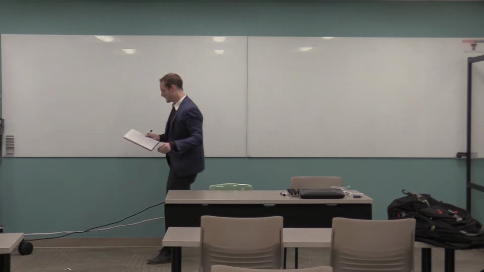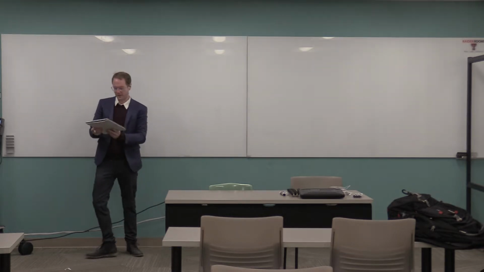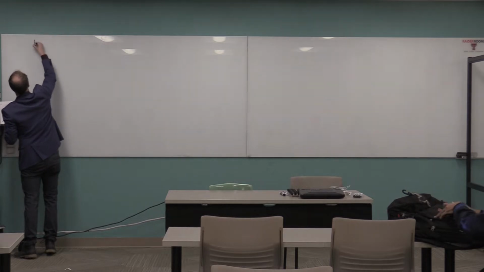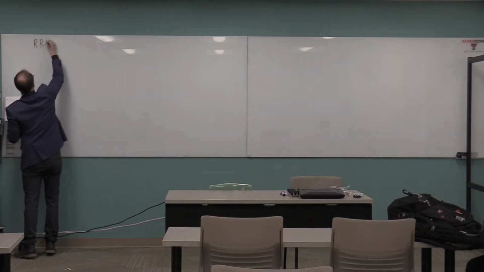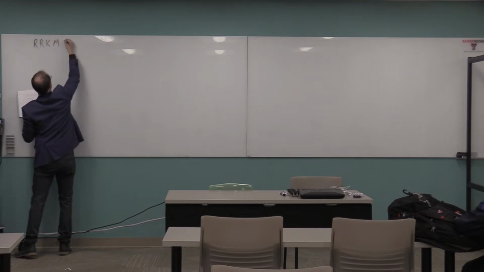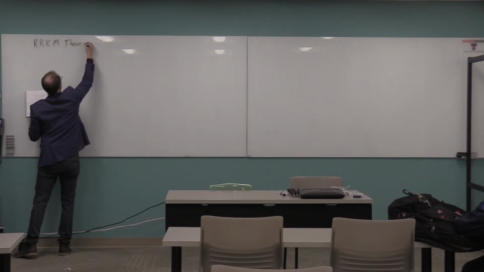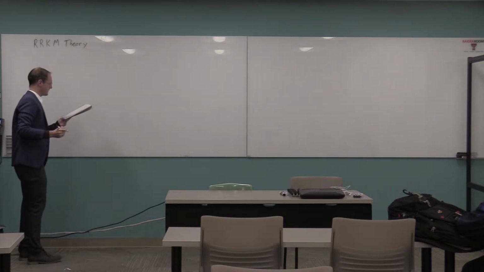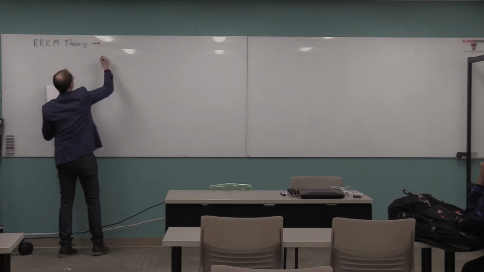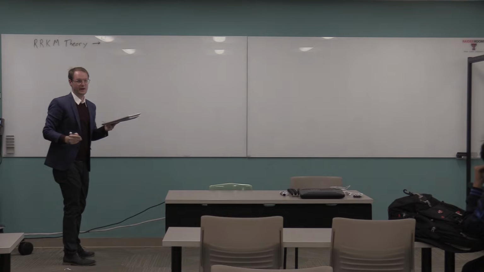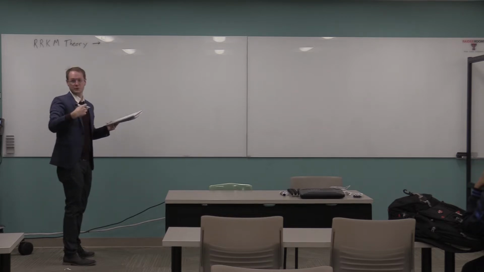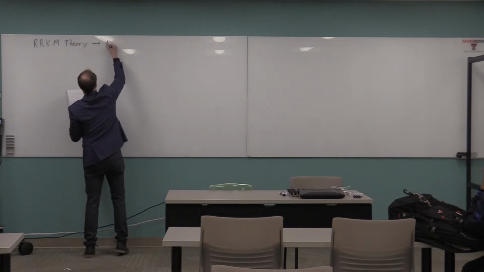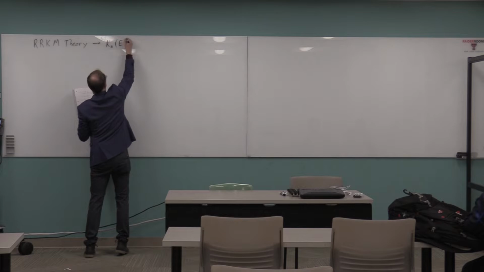Okay, so we've been talking about RRKM theory. And we used RRKM theory to determine the rate of photodissociation or a photochemical reaction as a function of the excitation energy.